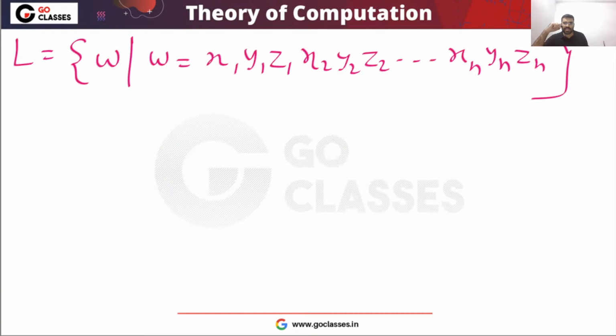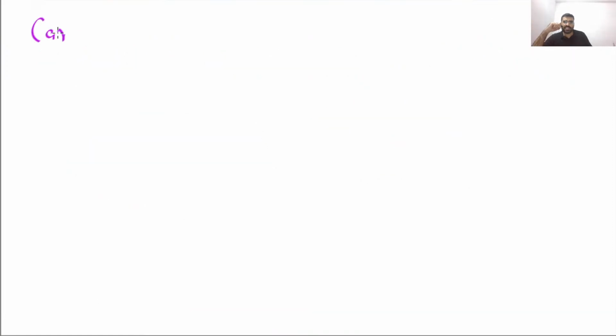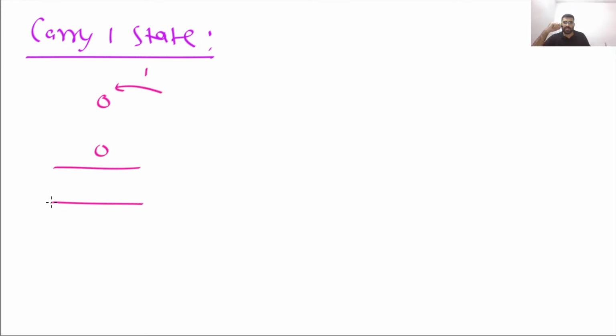Now you tell me, in the carry 1 state, what will happen? Already your previous carry is 1. So if you do 0 plus 0, then the result must be 1. And for the next carry, which state will I go to? The next carry will be 0. So I will go to the carry 0 state.